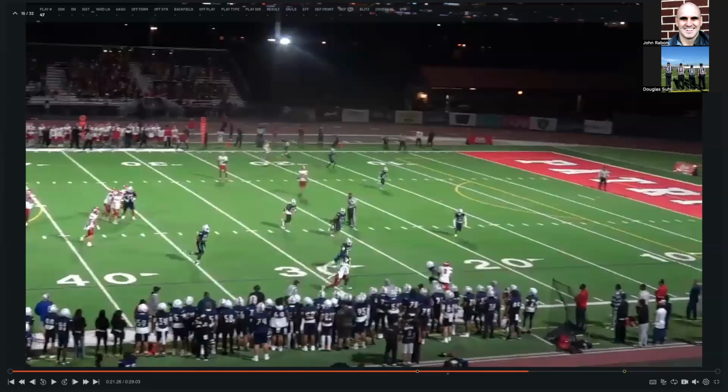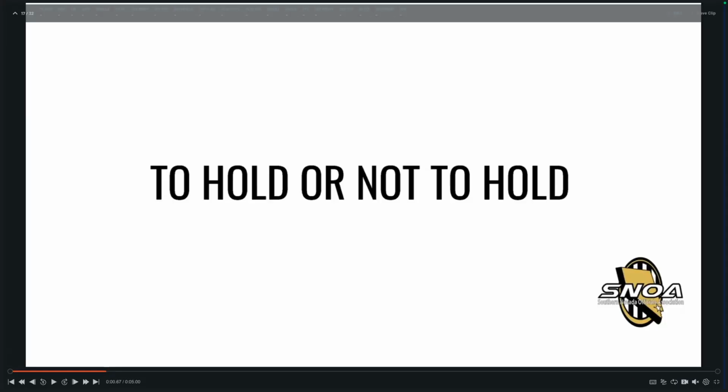Cool. All right. Anything else for this play? No, I think we did a good job beating it. All right. What's the next one? Like this one, this is my favorite one. To hold or not to hold. Okay. So are these holds or are these not holds?